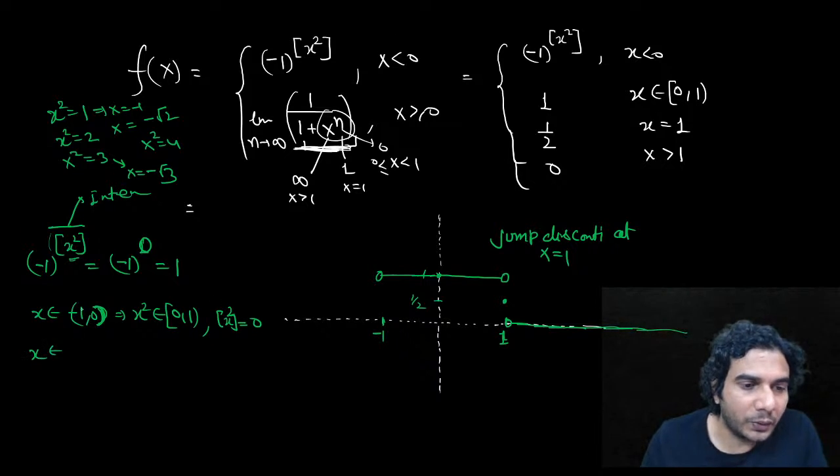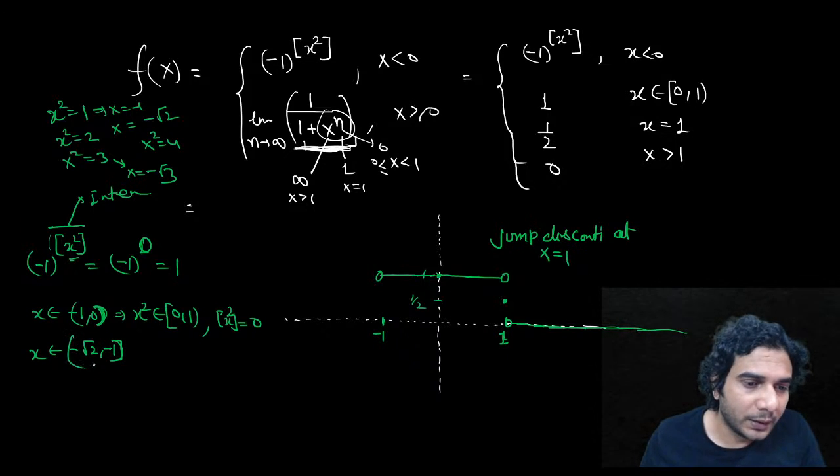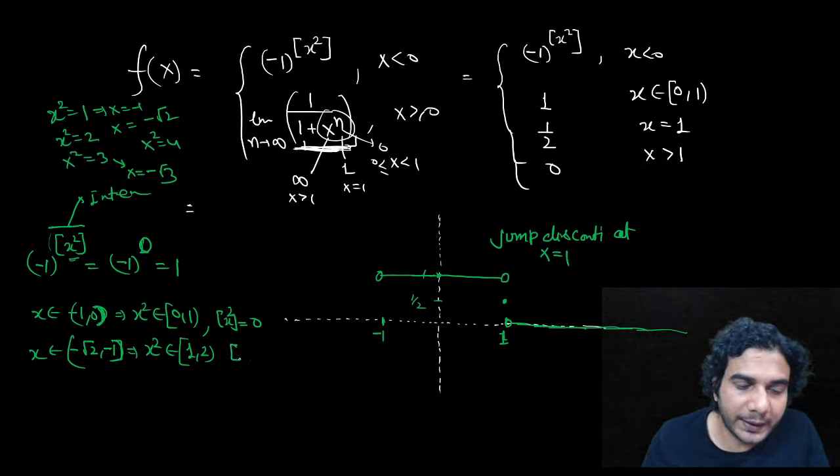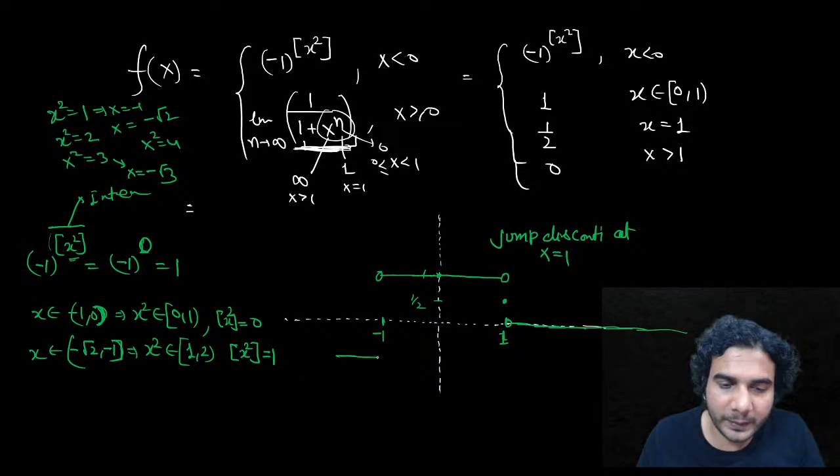When x belongs to, now for the next interval you need to take minus root 2 to minus 1. Now minus 1 will be included, minus root 2 will be excluded. So x square will be 1 to 2. x square is 1 to 2. So greatest integer of x square will be 1. And then minus 1 raised to 1 is minus 1. So this value will become minus 1.